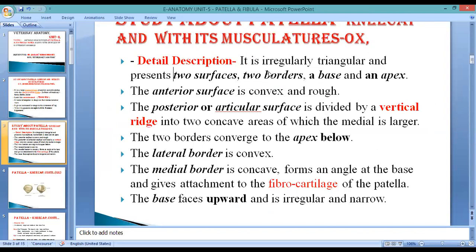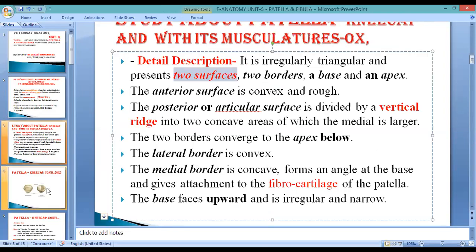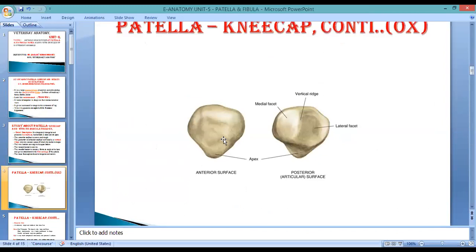Prior to going into this detail, first we observe the structures of the patella. This is the anterior dorsal view of the patella. The cursor is visible to all, I think. This part, from here to here, when the animal is in a standing position, is facing in front. This is known as the anterior part, and below that is the posterior part.